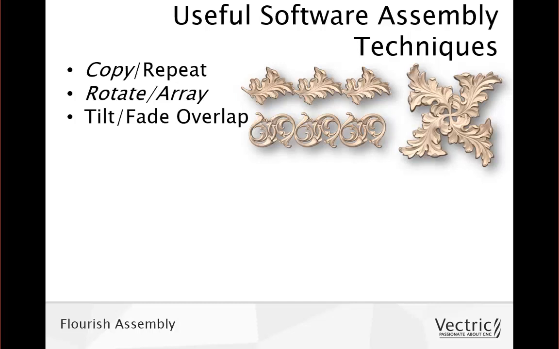As we start to overlap objects, we want them to appear so that one sits in front of the other. To do that, we can use the tilt and the fade tool on our components in order to raise and lower them in the area that they're going to overlap.